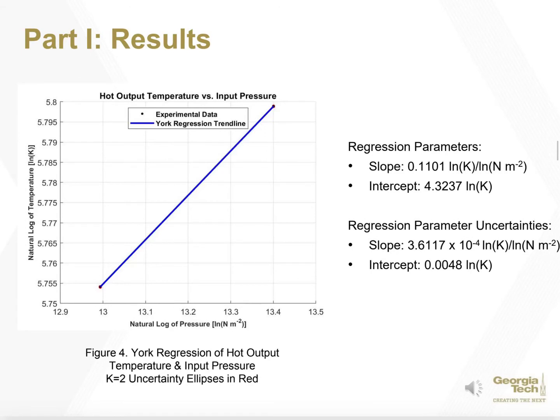Here we have performed linearized York regression to determine that the vortex hot output temperature increases with increased input pressure, as shown in the plot. The red uncertainty ellipses suggest there is very little uncertainty, which is also suggested by the very small regression parameter uncertainties, although from before we know that the 50 psi data point is potentially inaccurate.